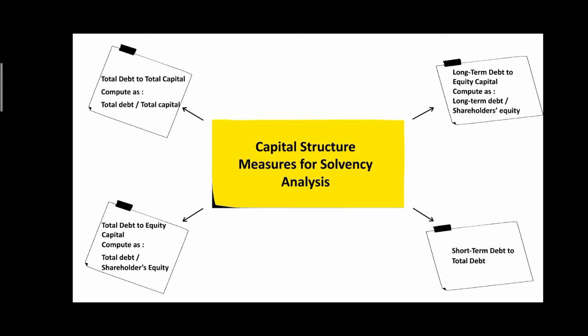And the third is long-term debt to equity capital. The long-term debt to equity capital ratio measures the relation of long-term debt, usually defined as all non-current liabilities, to equity capital. A ratio in excess of 1, that is 1 to 1, indicates greater long-term debt financing compared to equity capital. This ratio is commonly referred to as the debt to equity ratio, and it's computed as long-term debt divided by shareholders' equity.